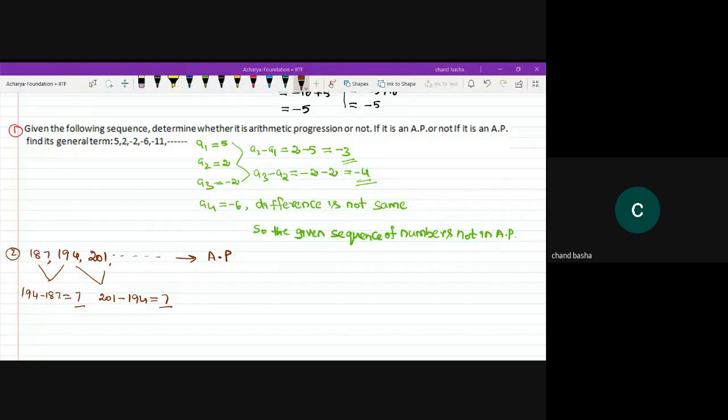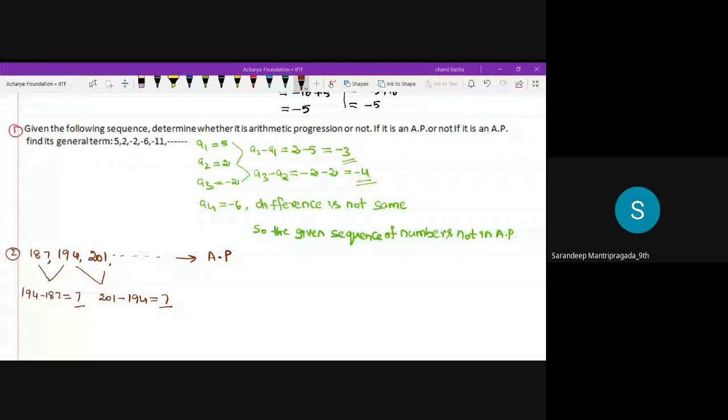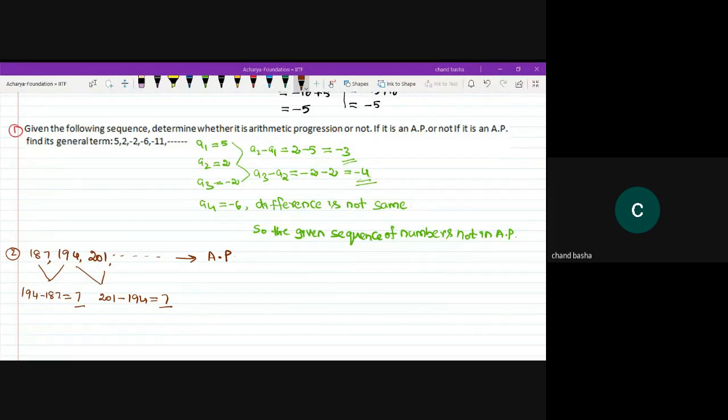Sarandeep, any doubt? Sir, maximum how many terms do we need? Minimum 3. We require a minimum of 3 terms for identifying that the difference is common. Okay? Right.